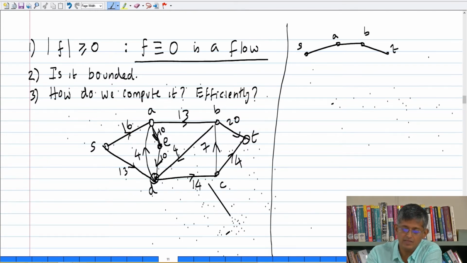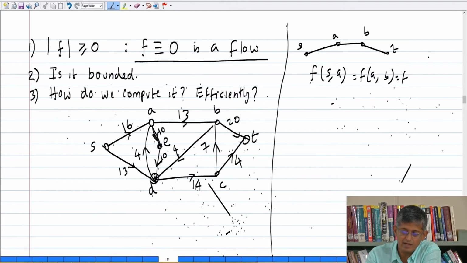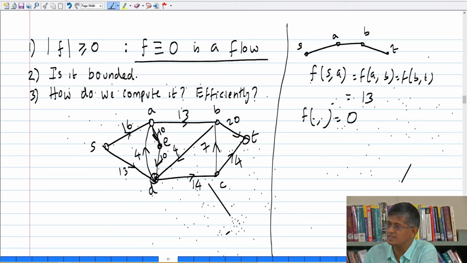Now you define the flow as follows: f of s comma a is equal to f of a comma b is equal to f of b comma t, which is 13, because you cannot violate the capacity on the other edges. So I give the flow value to be exactly this. Fine, right? So now let us see if all the conditions of the flow are satisfied. Everywhere else it is 0. For every other pair it is equal to 0.